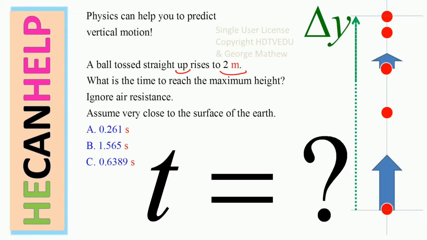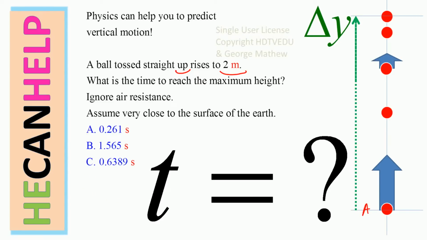Is it A, 0.261 seconds? Is it B, 1.565 seconds? Or is it C, 0.6389 seconds? Let's define positive x as to the right and positive y as vertically up.